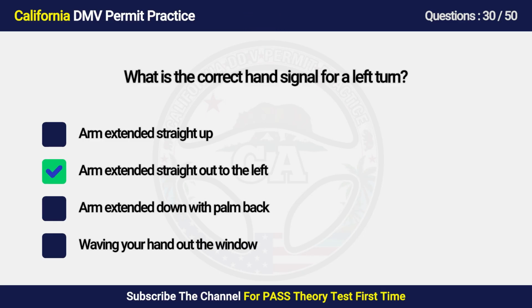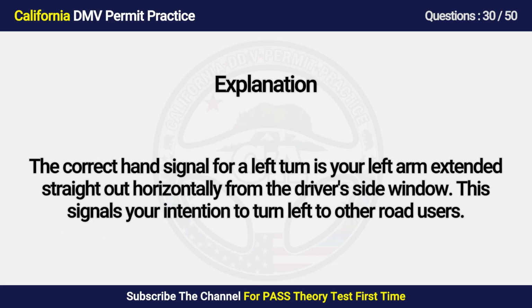Answer is B. Arm extended straight out to the left. The correct hand signal for a left turn is your left arm extended straight out horizontally from the driver's side window. This signals your intention to turn left to other road users.